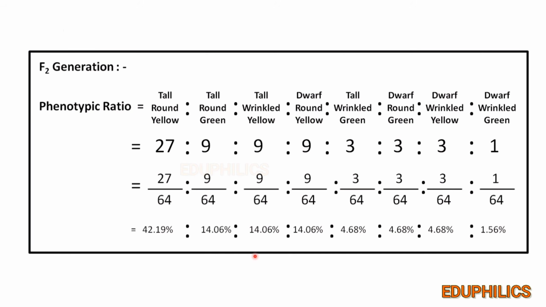Let's write the phenotypic ratio now. As counted already, 27 out of 64 combinations showed the tall round yellow phenotype. Then 9 of them have tall round green phenotype and 9 are tall wrinkle yellow and 3 are tall wrinkle green. We haven't counted the dwarf round yellow yet. So we counted all plants with tall phenotype. Tall wrinkle green are only 3. Now let's count dwarf. But before that, find out how many different phenotypes we have seen in F2 generation. You'll find that there are 8 different phenotypes formed.